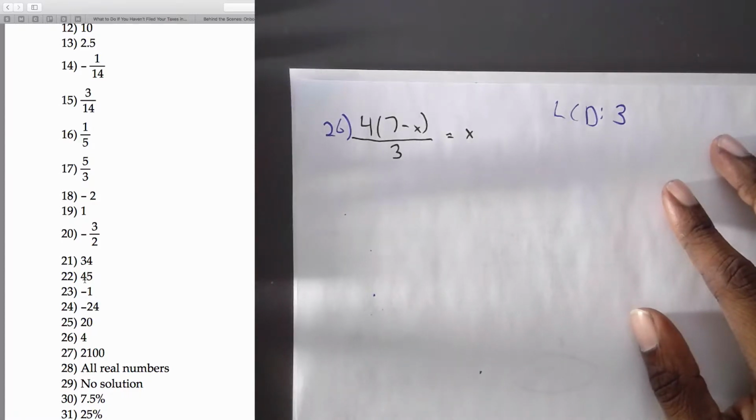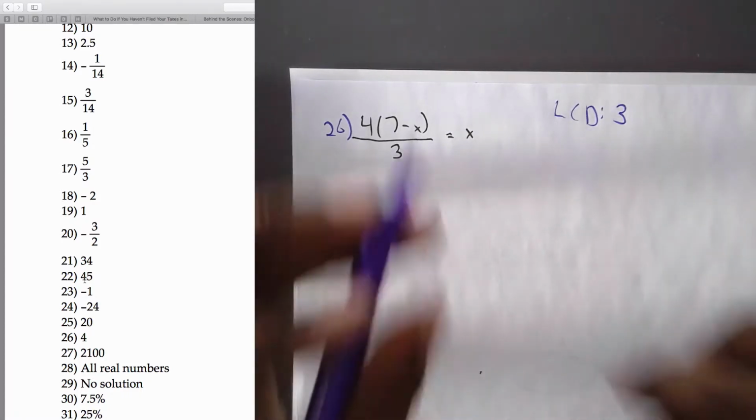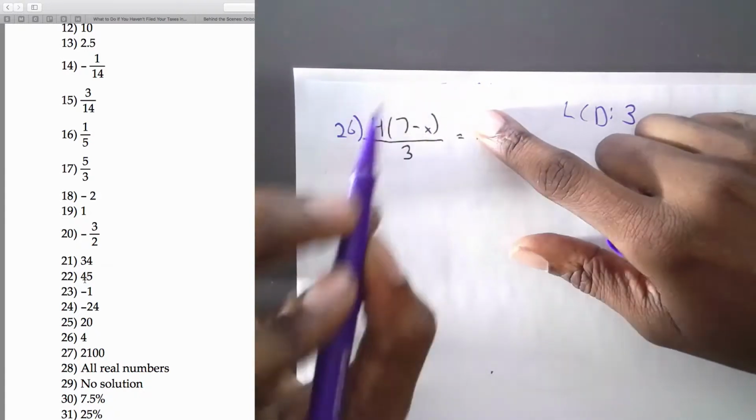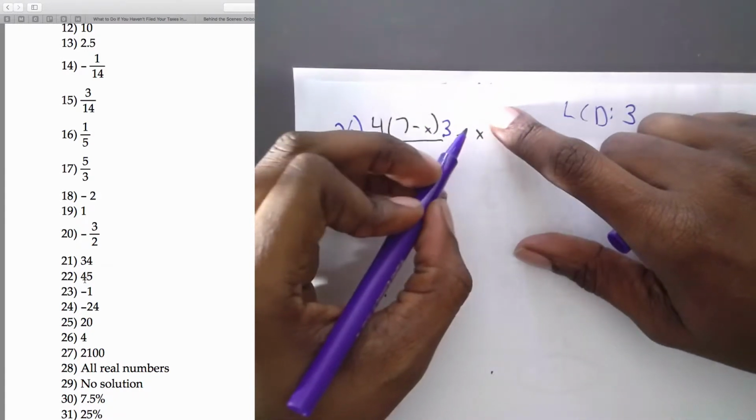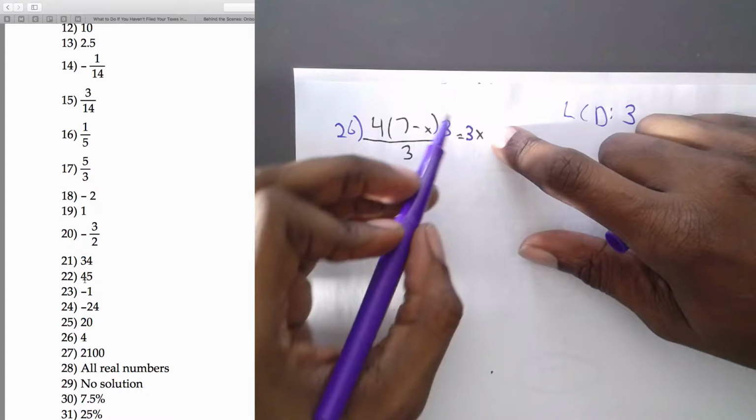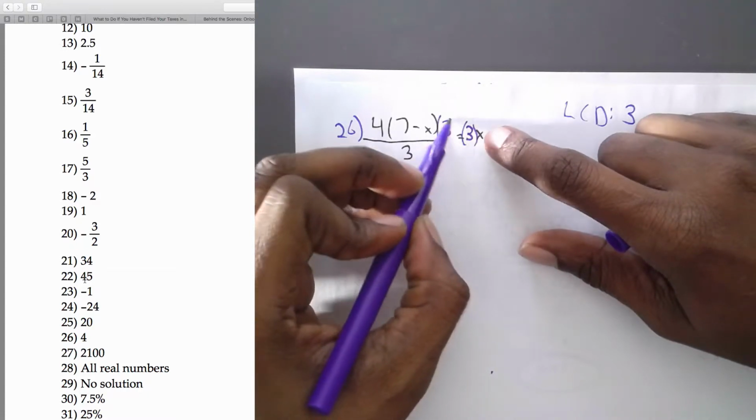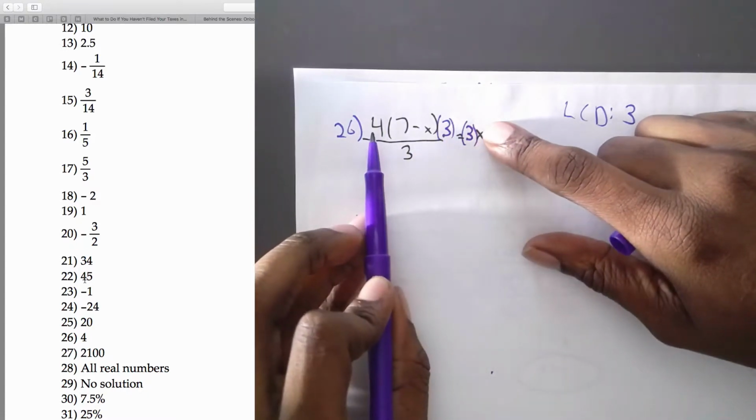So our goal then is to get rid of the denominator by multiplying the numerator by 3. I'm going to put a 3 here and a 3 here. Now, it doesn't really matter where I put it. I could have put it on the left side.